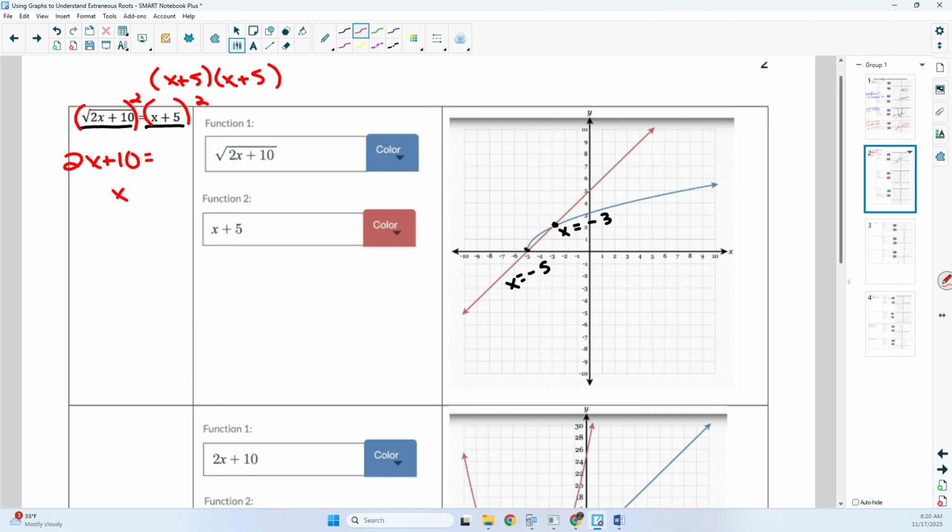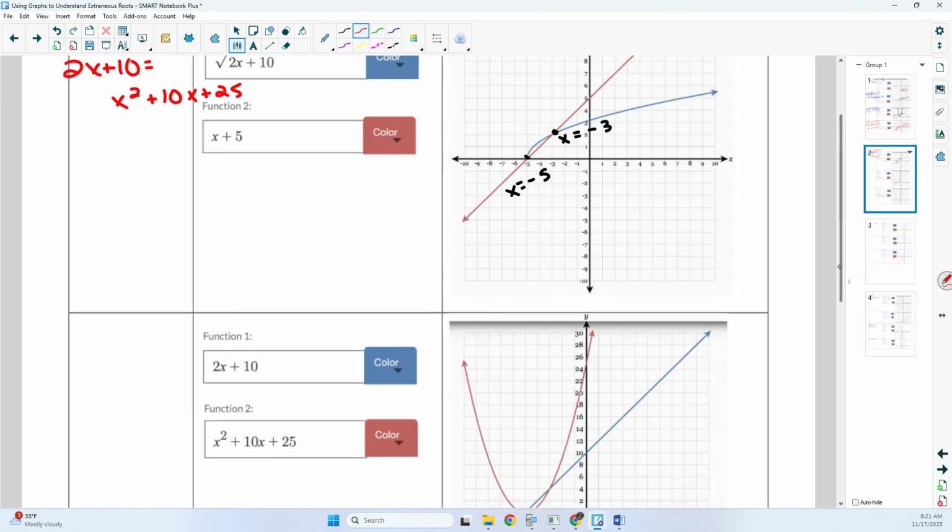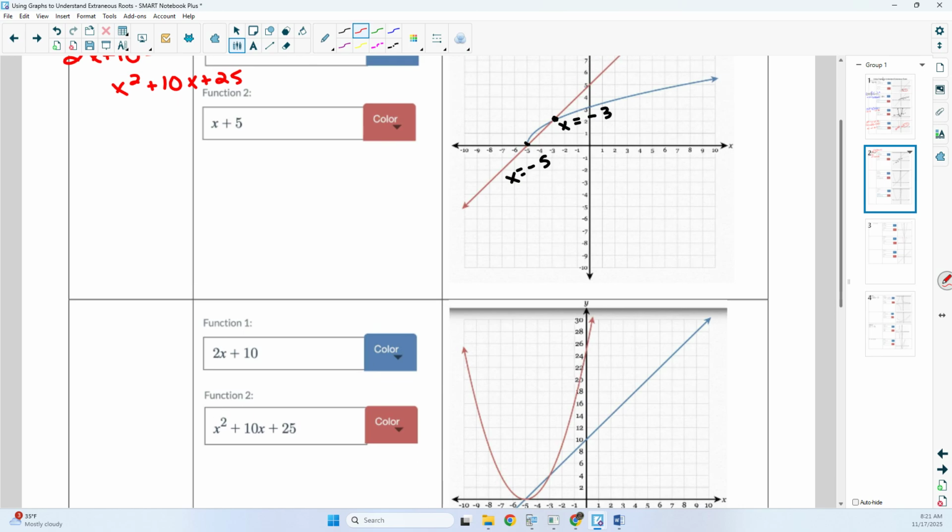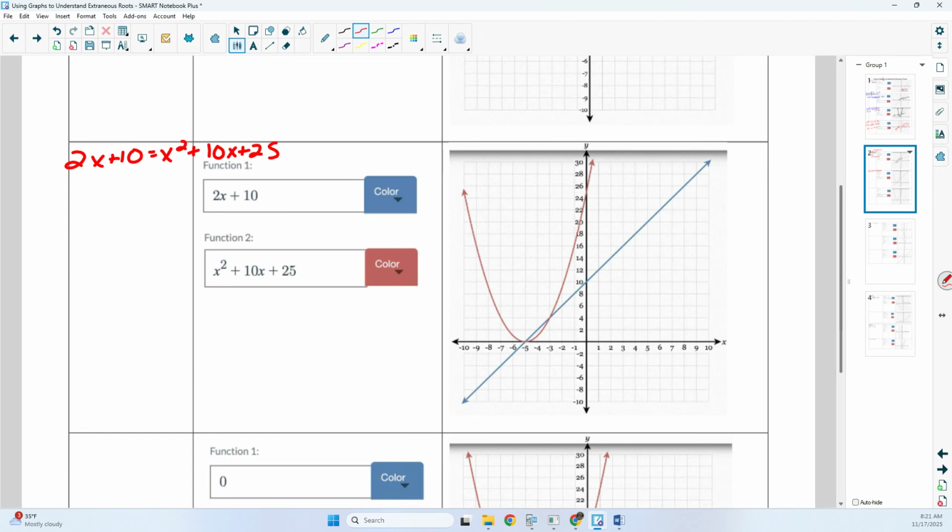So x squared, 5x, 5x, 10x, plus 25. And that is the next graph that I have down here. So I have 2x plus 10 and x squared plus 10x plus 25. And we see that we still, in this graph, have those same 2 answers of -3 and -5.